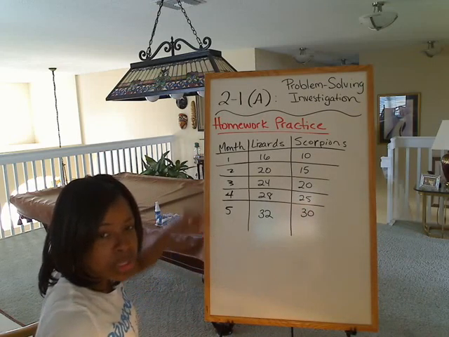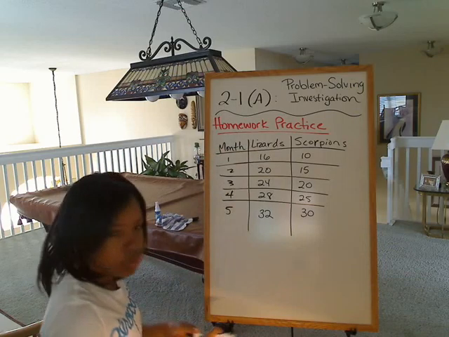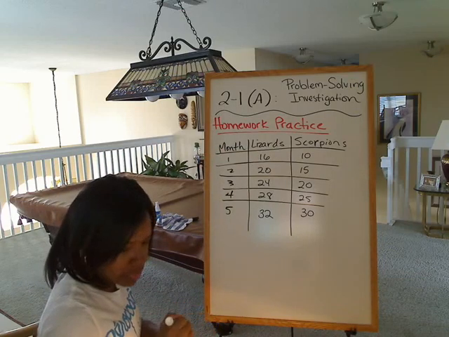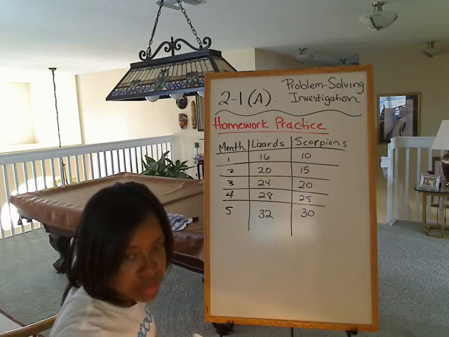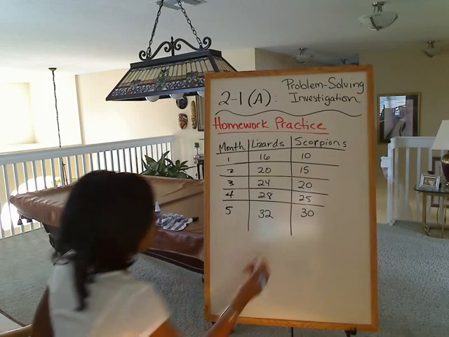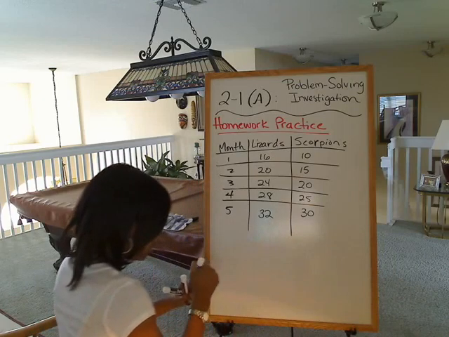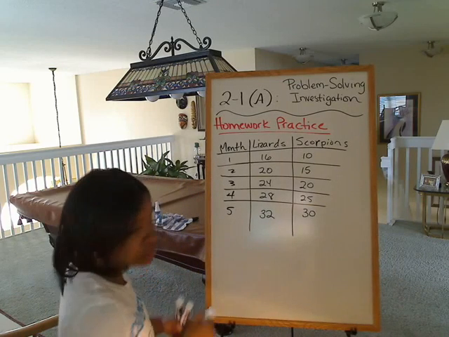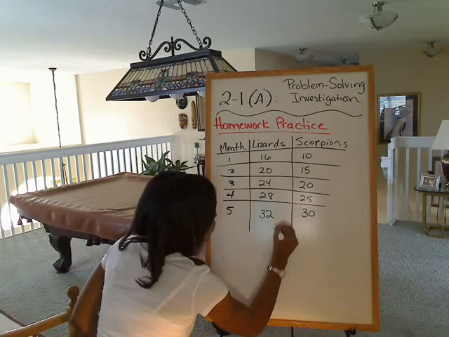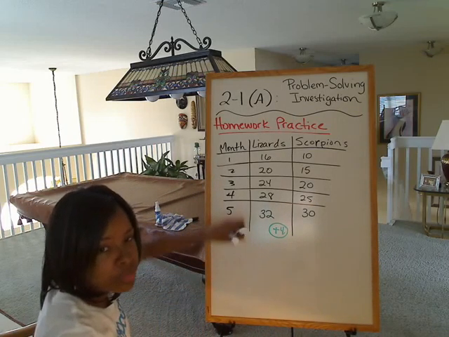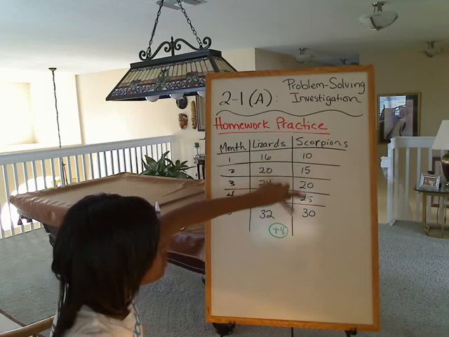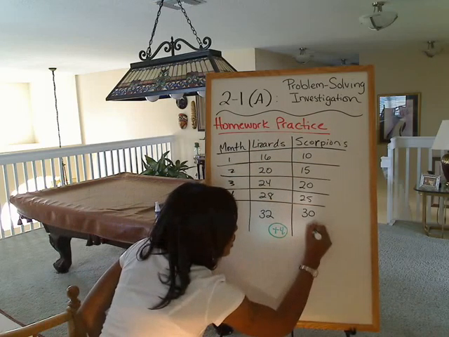So it's going up each month for the lizards. We want to look for a pattern, right? And for the lizards, I can already see a pattern. Every month, the lizards count is going up by 4. That's the pattern for the lizards. Let's write it in another color. It's going up by 4. They're adding 4 every time for the lizards. For the scorpions, it's obvious. 10, 15, 20, 25, 30. They're going up by 5s.